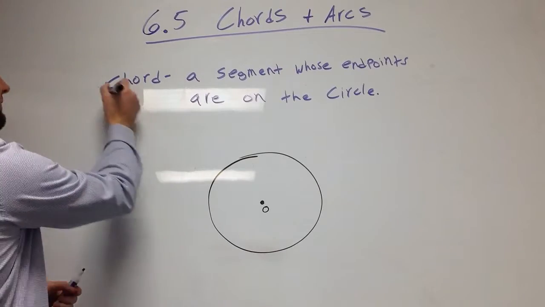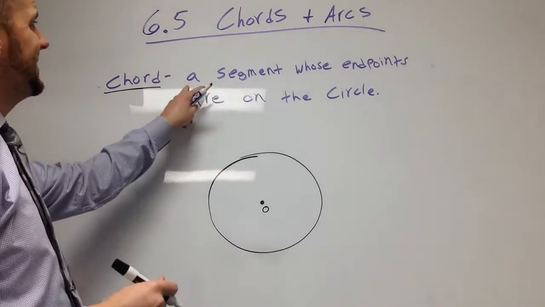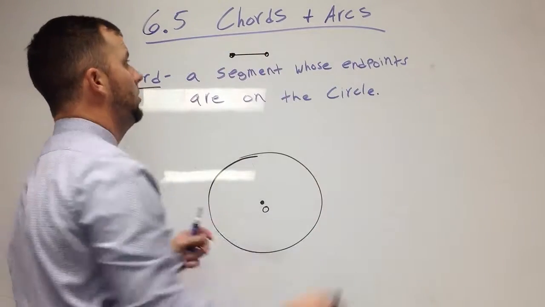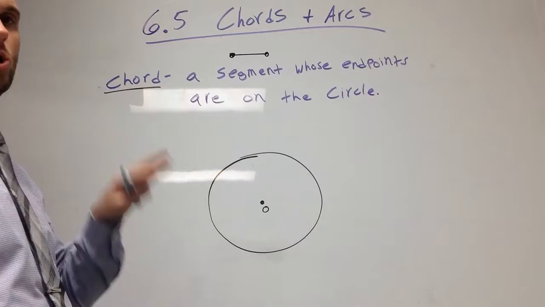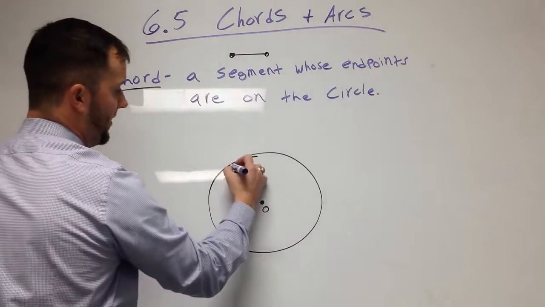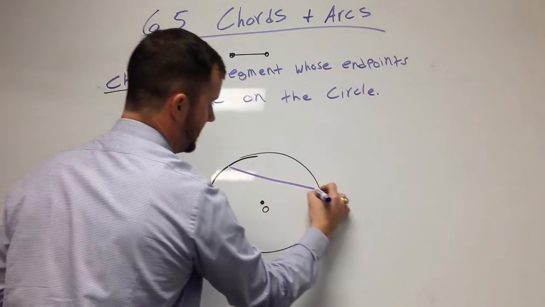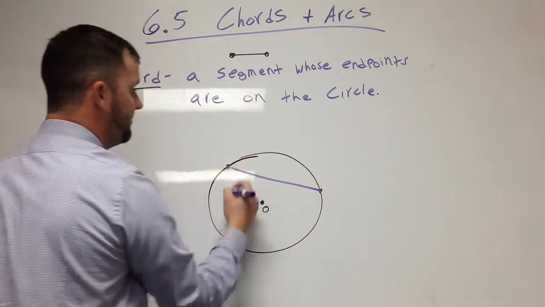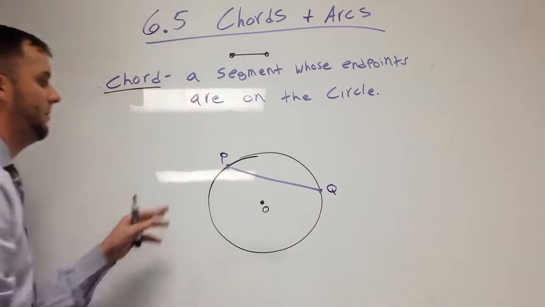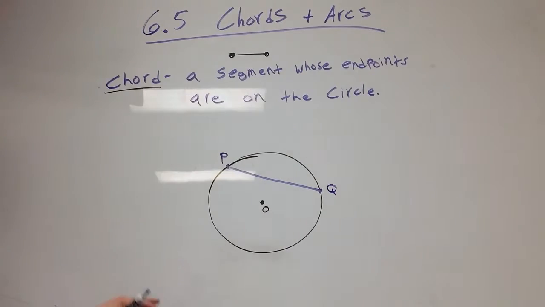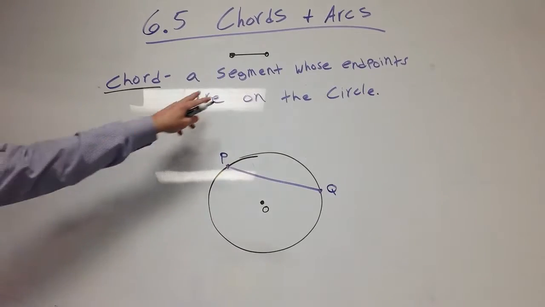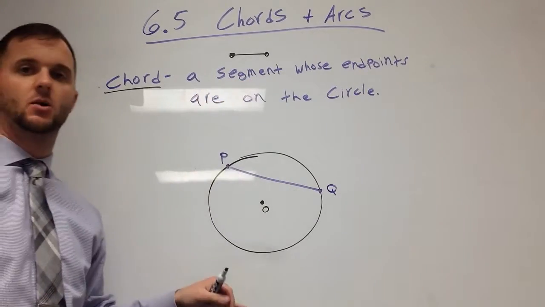So right now, looking at the definition of a chord: a chord is a segment. So we know a line segment has two endpoints, whose endpoints are on the circle. Basically, if I was to draw a line from here to here, and my two endpoints, we'll call this endpoint P, and we'll call this endpoint Q. Both of my endpoints are on the circle. This is known as a chord. So ladies and gentlemen, a segment with endpoints that are on the circle is going to be known as a chord.